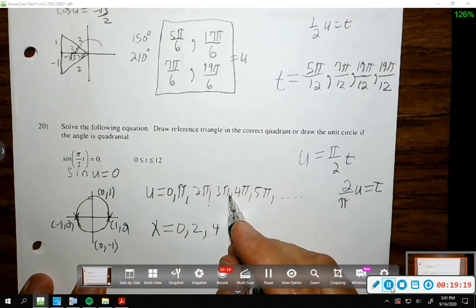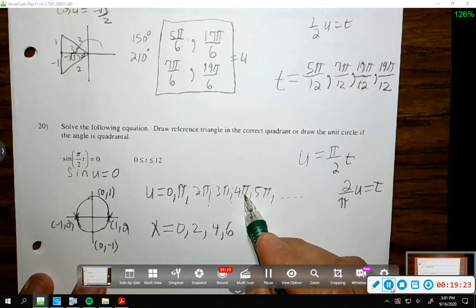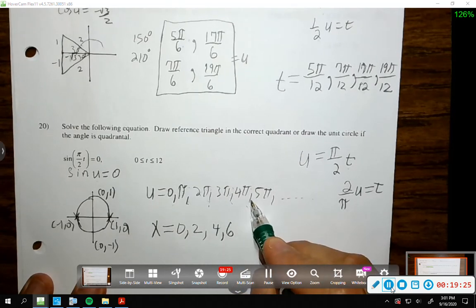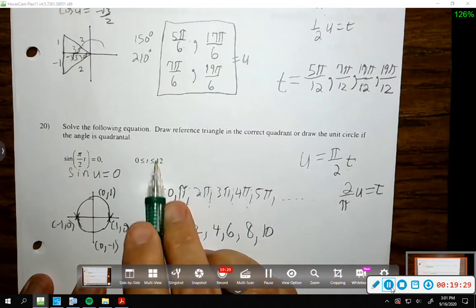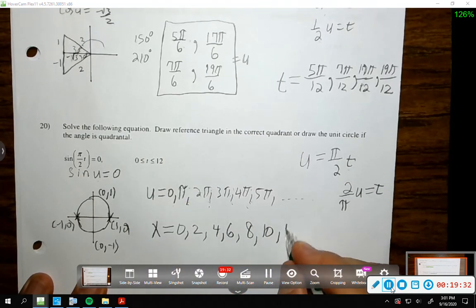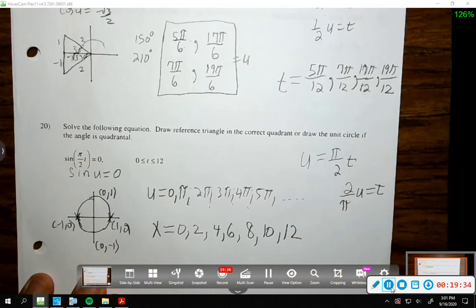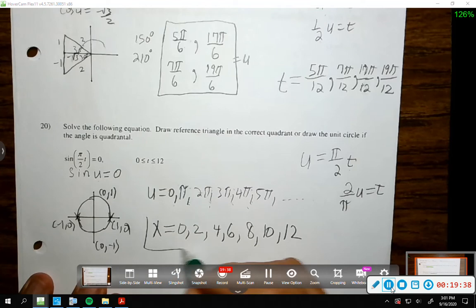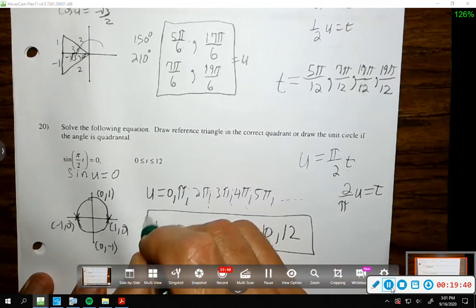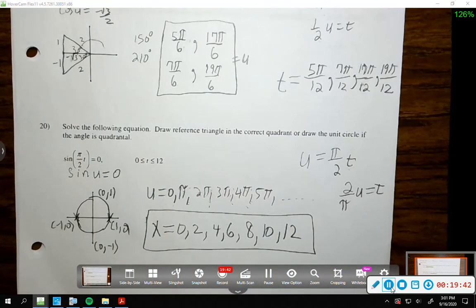Multiply this by 2 over pi. Pi cancels, it's 6. Multiply this by 2 over pi. The pi cancels, it's 8. I can see the pattern, it's 10. 12 is in this interval. So I include 12. I go up until the number exceeds the right endpoint of my interval. That's it. That's how you figure them out.